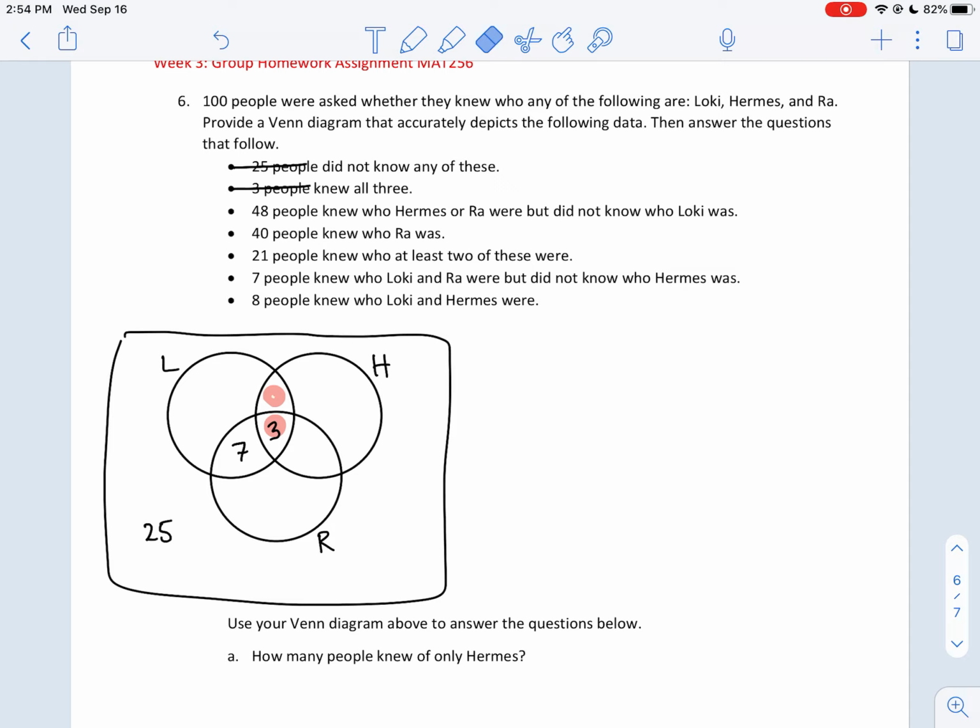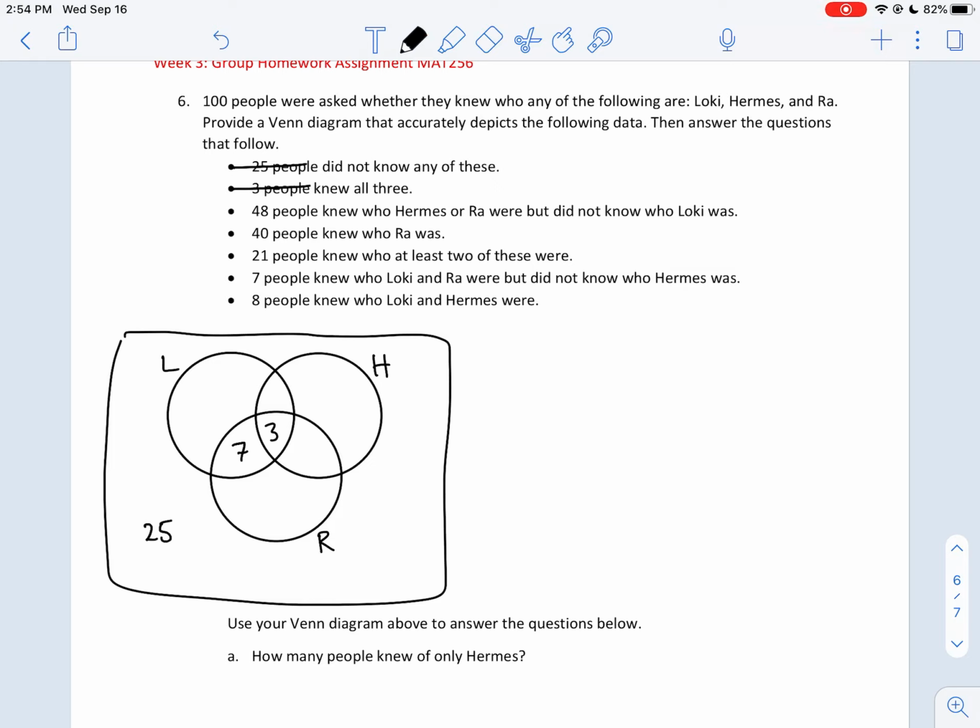So be careful you don't, oops, I didn't mean to get rid of that 3. Don't just throw an 8 right here thinking, oh, that's Loki and Hermes. Because if you put the 8 there, that means that they also didn't know Ra, and this doesn't say that. This just says 8 people knew who Loki and Hermes were. They don't say that those same 8 people did not know Ra. So be very careful. We know that this plus this has to be 8.